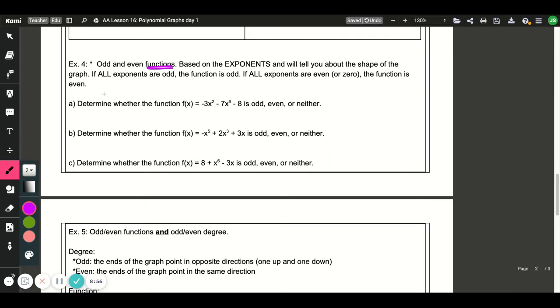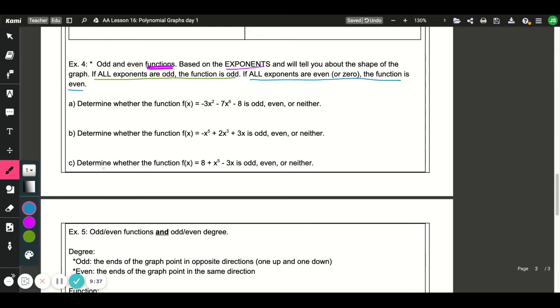And you're going to have to do it 2 different ways. One based on they're going to give you an equation. That's what these are. And then next we'll do it with a graph. So odd and even functions. It's based on the exponents, like total, not just one, the total exponents. If all of the exponents are odd, then the function is odd. Okay, if every single exponent is odd, then the function is odd. If every single exponent is even or 0, because that would count as an even one, the function is even.